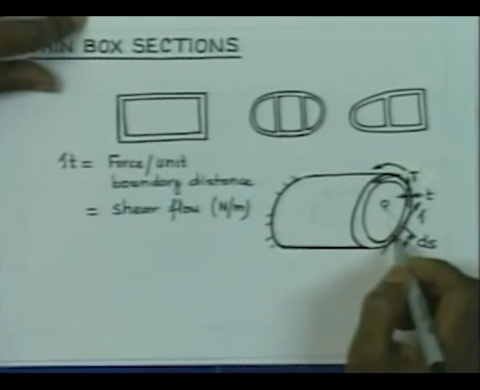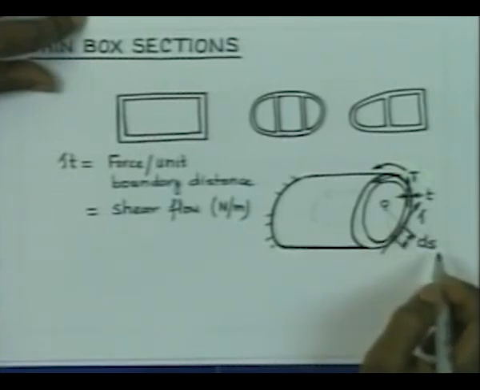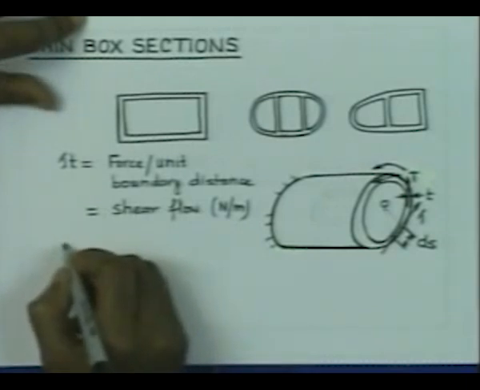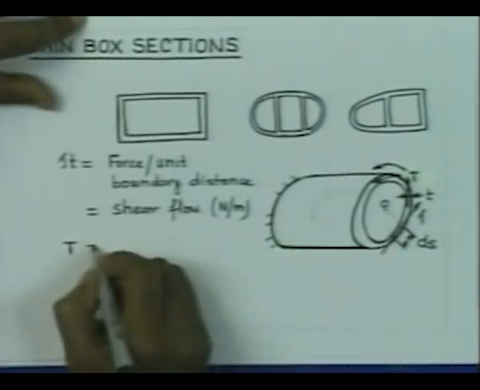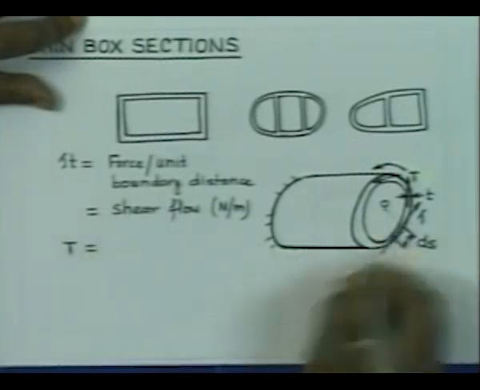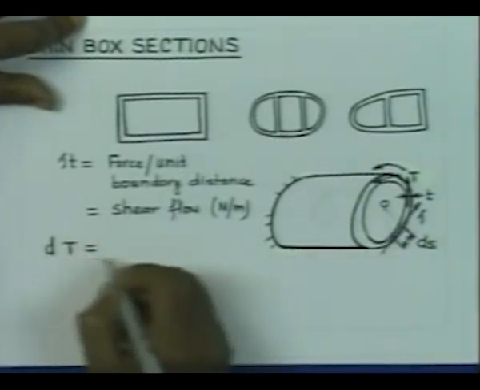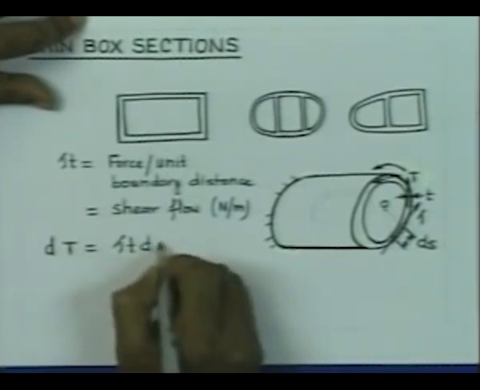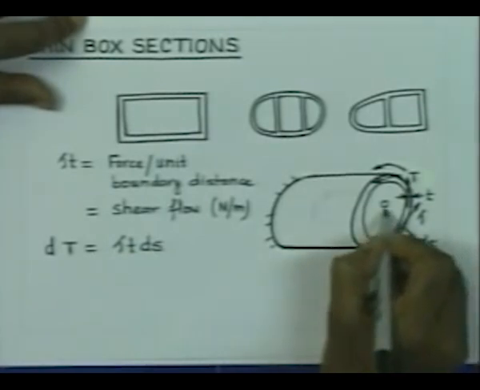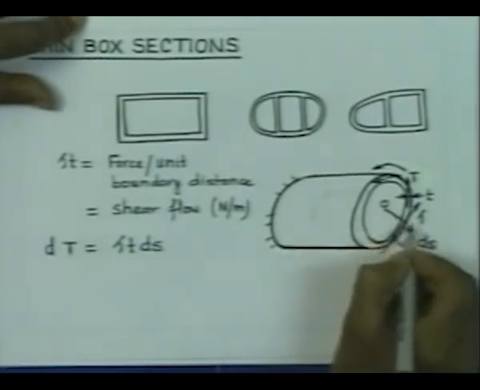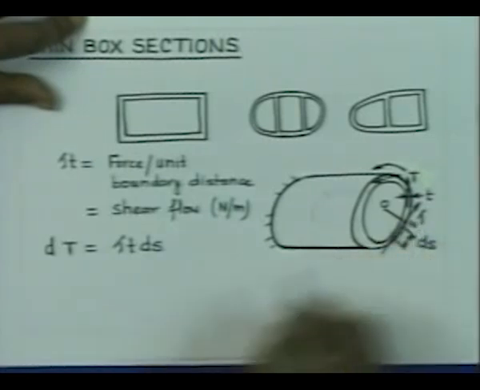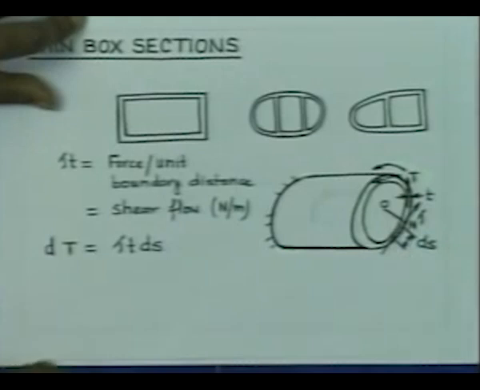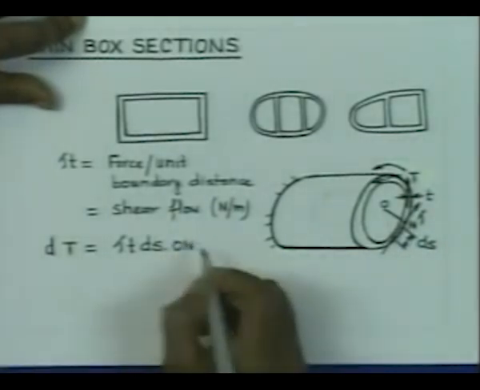If I take the moment of the force, which is nothing but tau into t into ds, then we have, let us say that the torque due to this length ds is dT, that should be nothing but tau into t into ds, and the normal distance of this, let us say ON. That is the moment, and it is in the same sense as the applied torque.